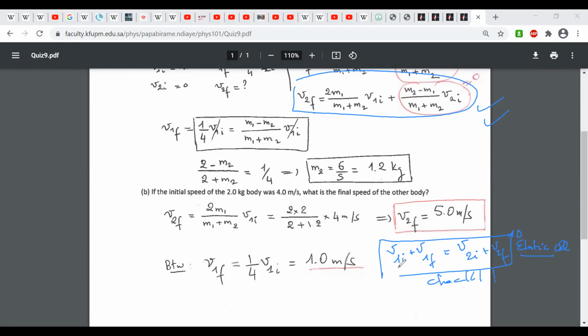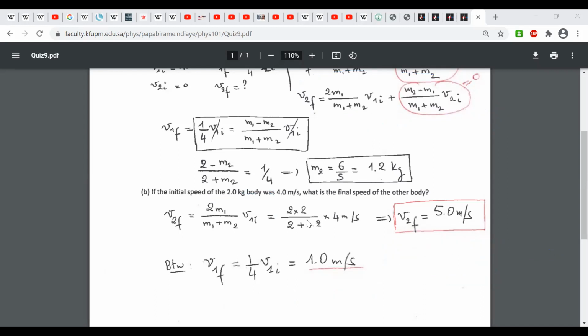Now, let's check. What was V1 initial? V1 initial, I believe, was 4, right? V1 final is 1. So you see, 4 plus 1 is equal to 5. What is V2 initial? V2 initial was 0, V2 final is 5, you see? And you see that it matches. But to calculate, you use these formulas here. This is just to check in a one-dimensional elastic collision.